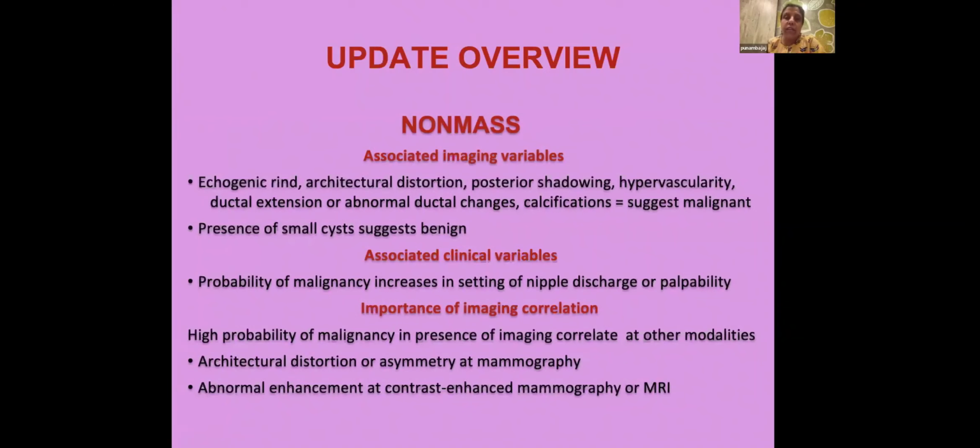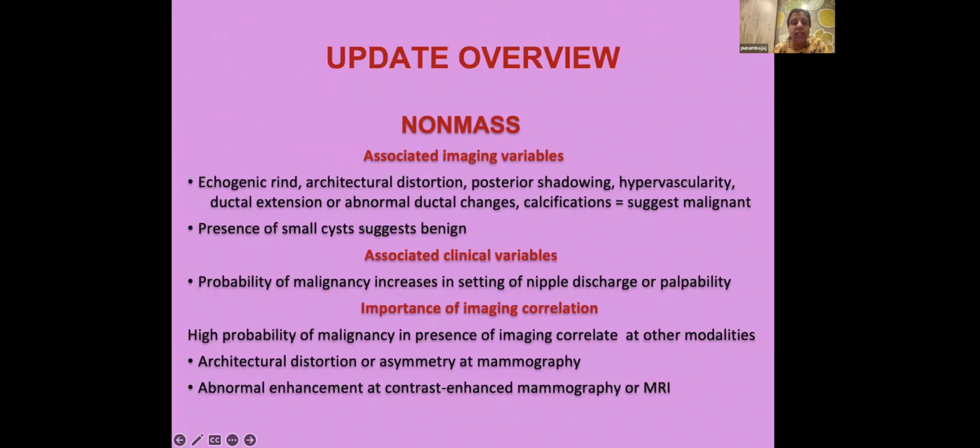Now, when you see something which is not fitting into a mass, look for associated imaging variables on ultrasound. See whether you can see any echogenic rind. Is there some kind of echogenicity around that area? Is there architectural distortion? What's happening to the surrounding parenchyma? If you remember what we said for architectural distortion, is there some shadowing? Is there hypovascularity, ductal extension, abnormal duct changes along it? Are there any echogenic foci which could suggest malignancy?